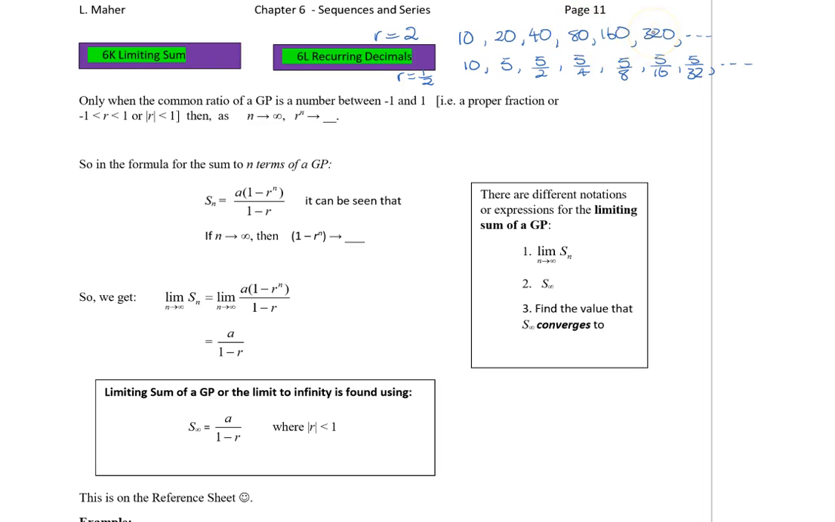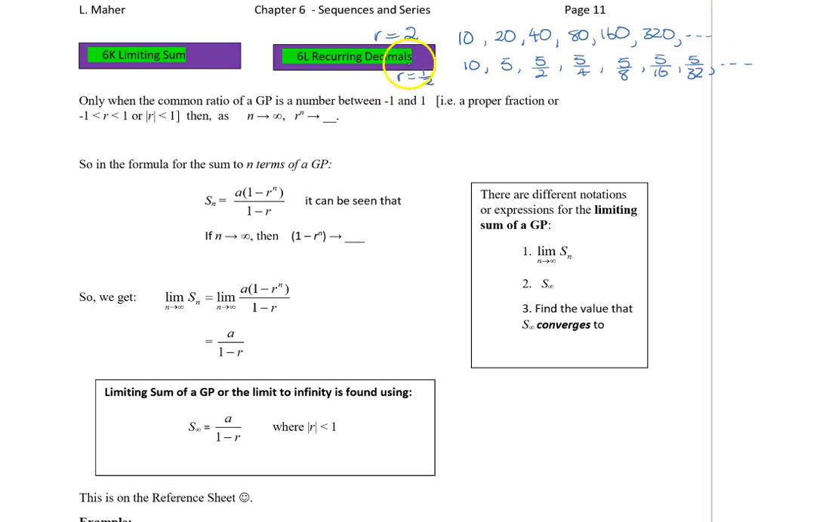you really have to consider an infinite number of terms, and in doing that you could see that, well, if all the terms are getting bigger and bigger, then the sum's getting bigger and bigger. The sum's going to infinity as, I guess, our limit. So when r is equal to 2 or 3 or any number greater than 1, you don't have a specific limiting sum because it is infinity.